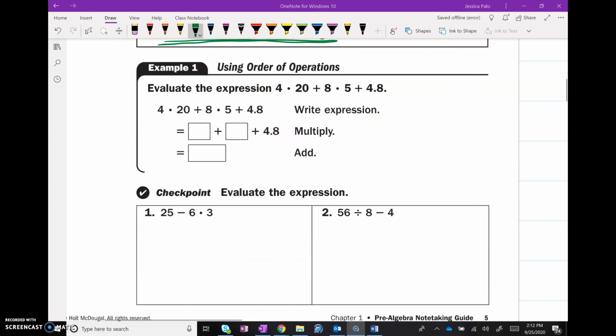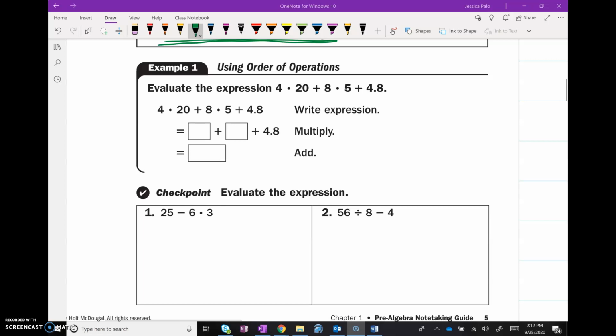In this first example, we are evaluating the expression 4 times 20 plus 8 times 5 plus 4.8. Following the order of operations, we first look for grouping symbols. There are no grouping symbols. Then we look for exponents. There are no exponents. So we move on to multiplication or division starting on the left.